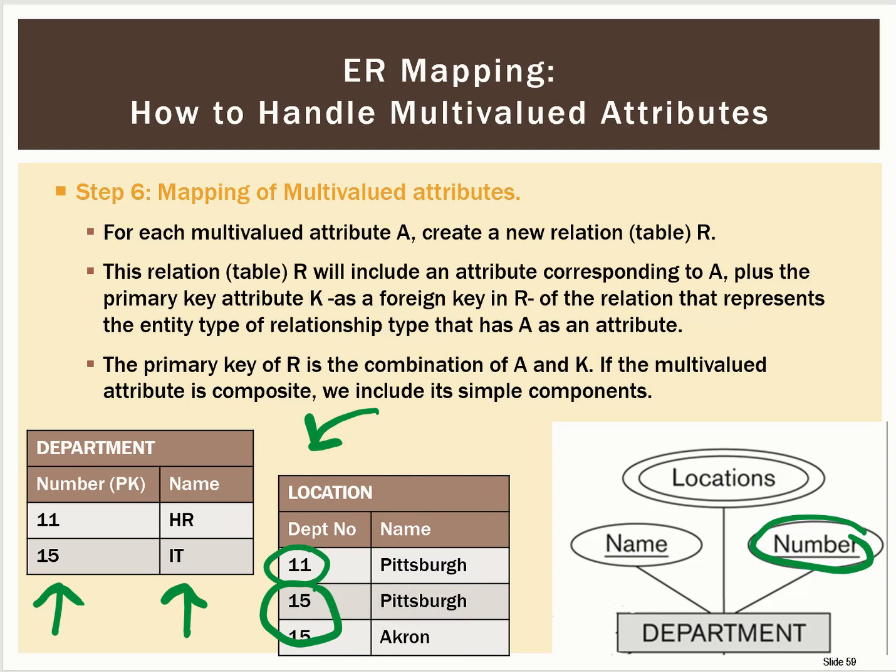The location table is going to have a composite primary key. So it's going to take both fields, the department number and the name, to uniquely identify a row. But this is the easiest and simplest way to handle a multi-valued attribute.